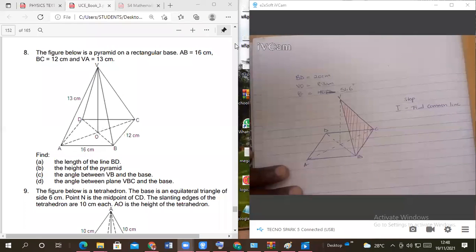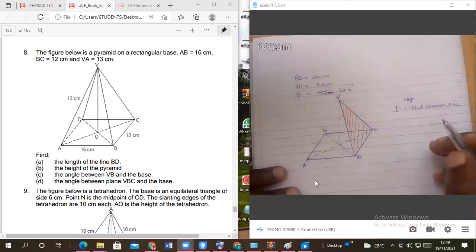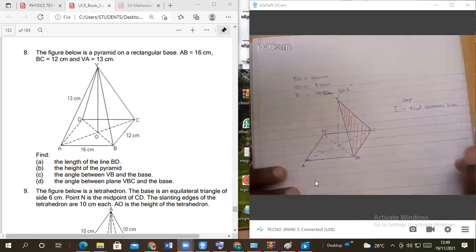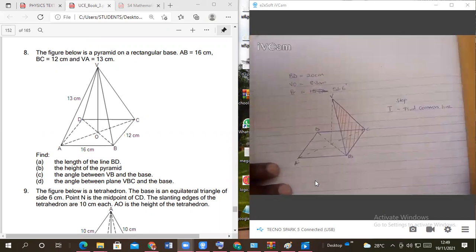What's the common line? VB. Olivia, VB. What is the common line? I'm saying VB. Olivia, can you speak up? I'm not getting you. What's the common line? Teacher, I'm saying VB. VB is the common line.